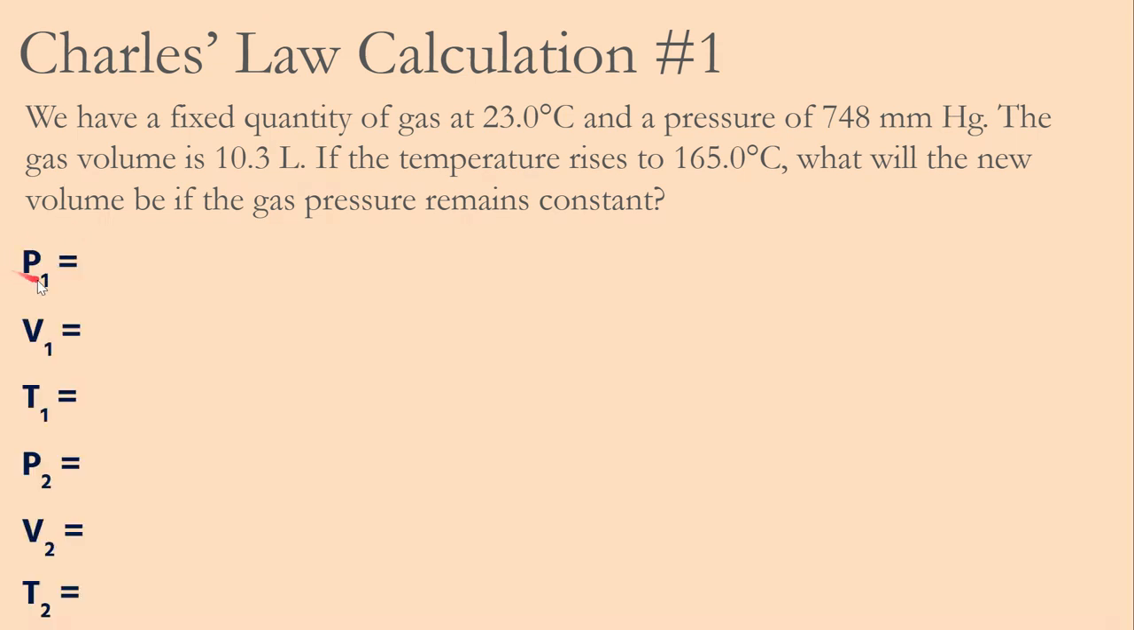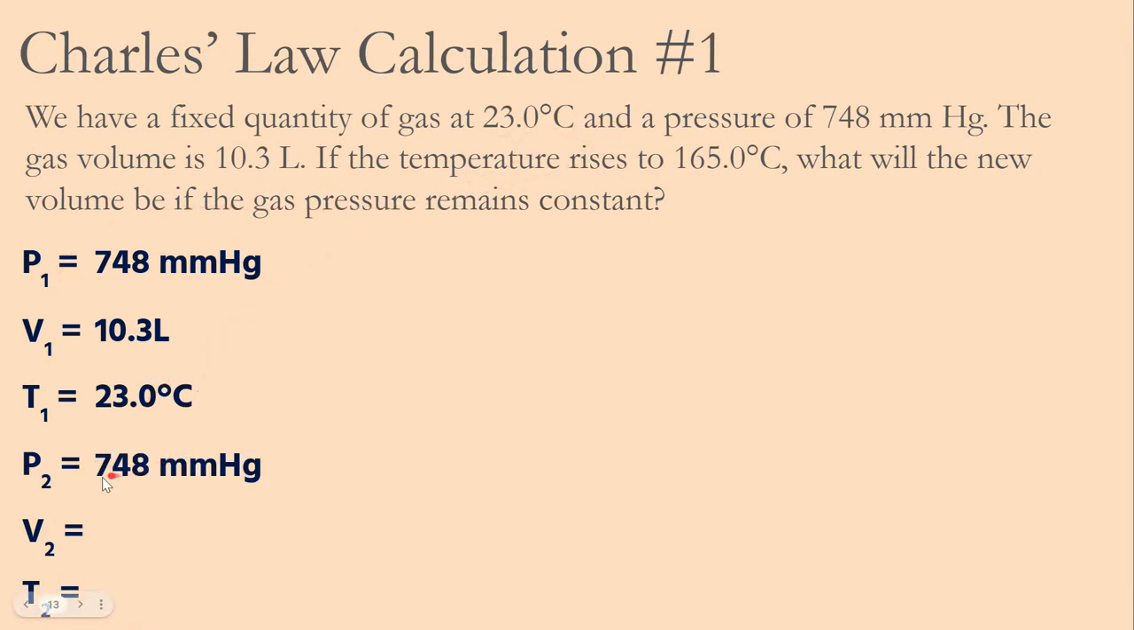We'll list what we know. Here's all our variables. Pressure 1 is 748 millimeters of mercury. Volume 1 is 10.3 liters. Temperature 1 is 23 degrees Celsius. Pressure 2, the pressure is constant, so it doesn't change. It's still 748 millimeters of mercury. Final volume is what we're looking for. And final temperature is 165 degrees Celsius.